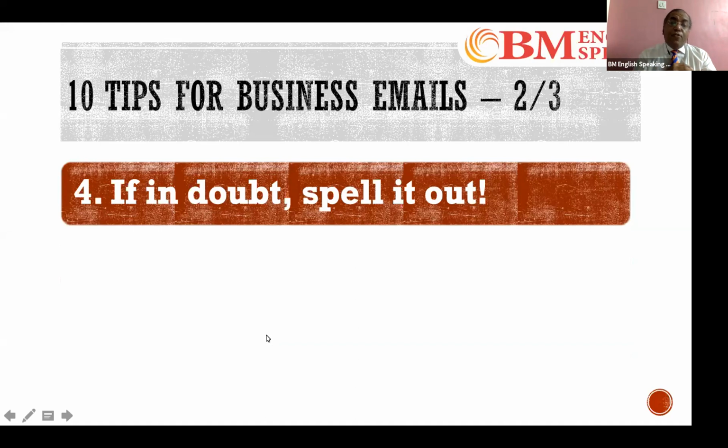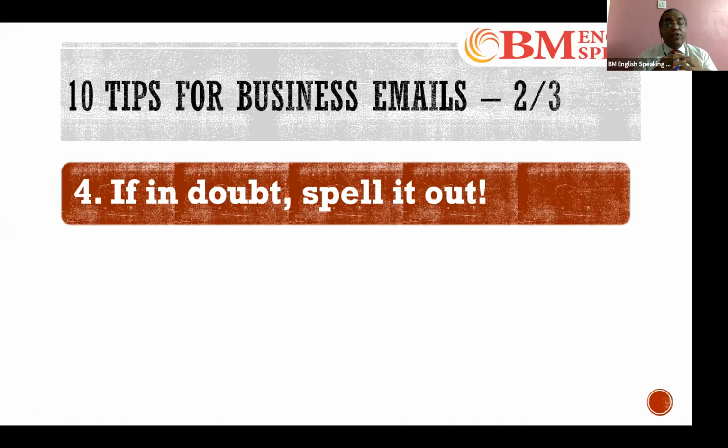Tip number 4 for writing an impressive business email is: if you have a doubt, spell it out. If you have a doubt that the person may not understand what you really want to say. For example, if you are from a technology department and you are writing this email to somebody who is in a non-technology department, so HR, whatever jargons you are using, like IP address, you should explain what you mean by IP address.